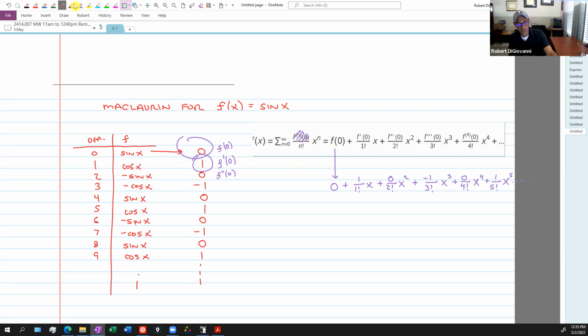Everything with zero is gone, which means all I have are odds left, right? I have 1/1 x minus 1/3 x cubed plus 1/5 x to the fifth plus dot, dot, dot.